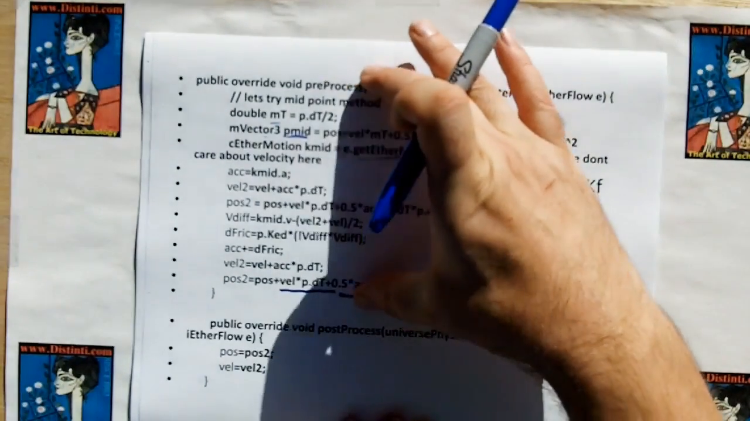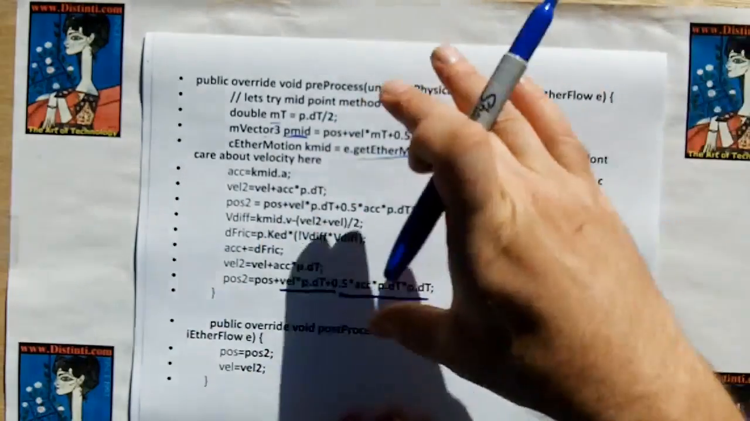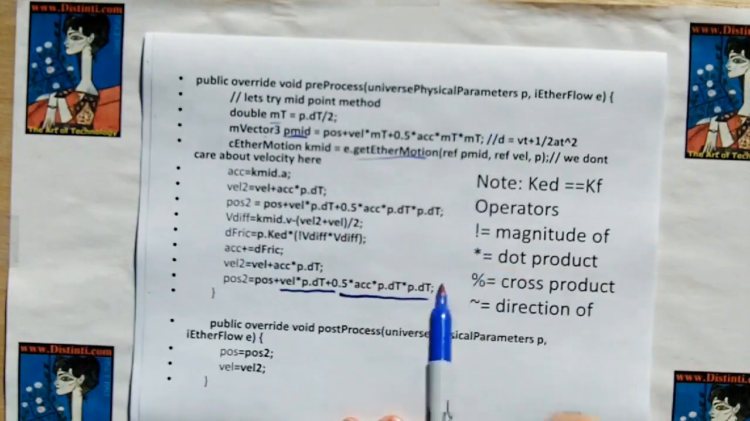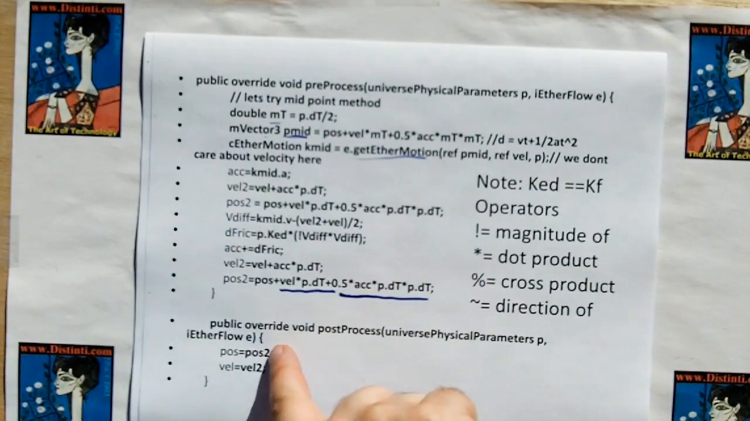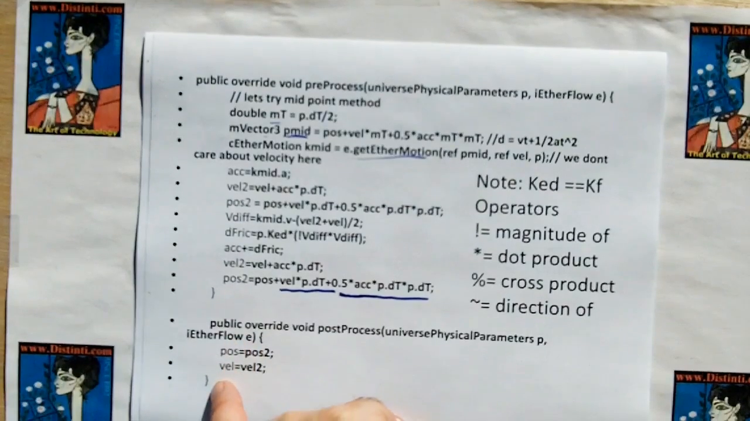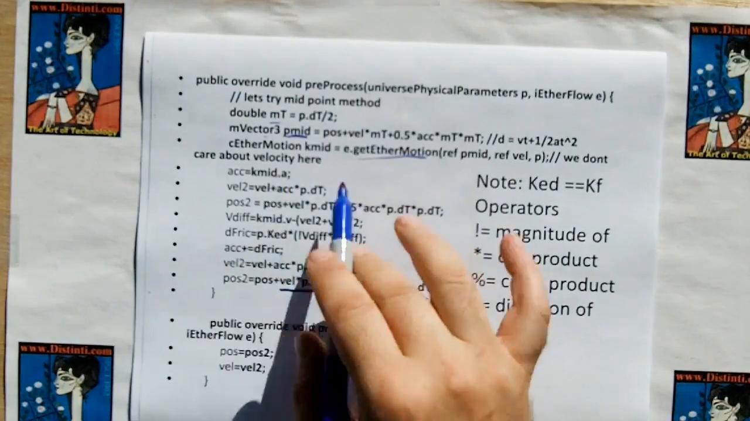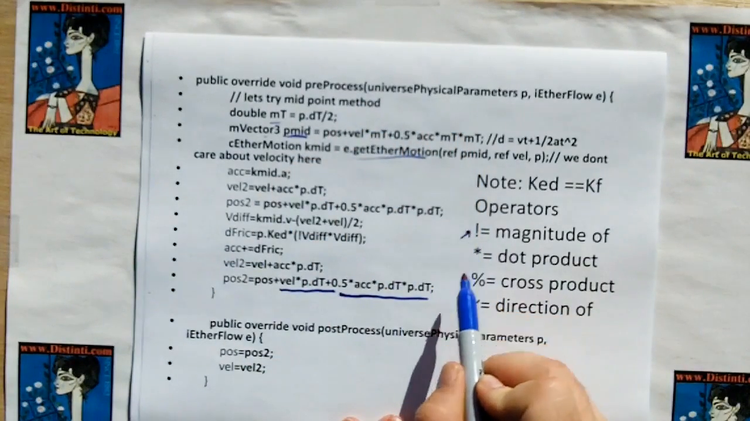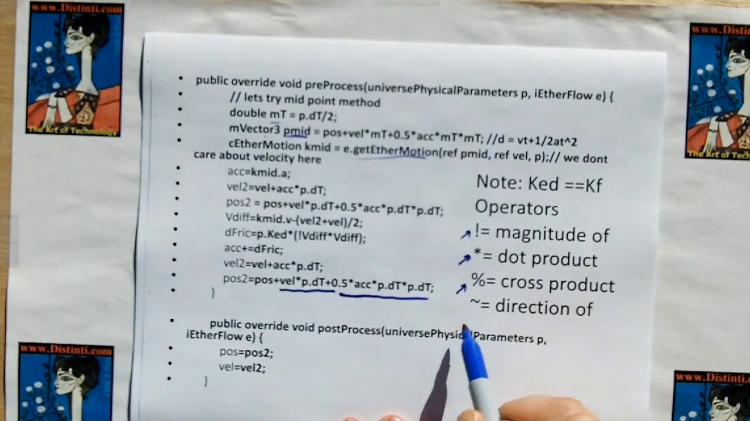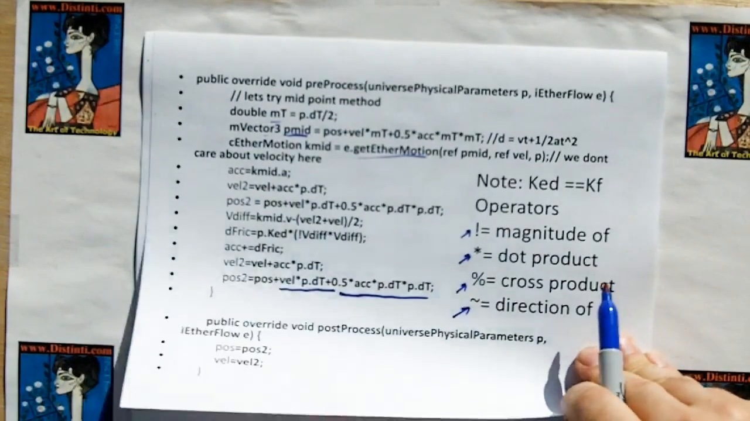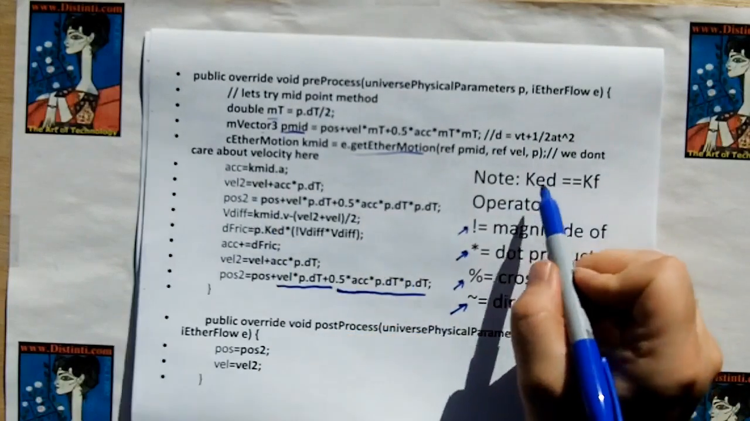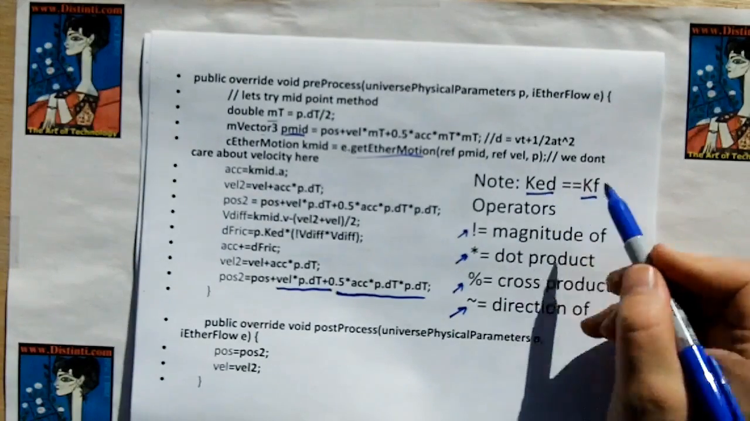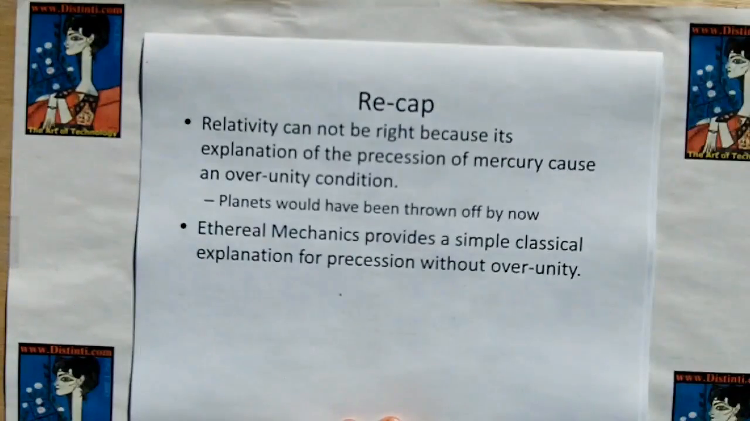Okay, and what I do is there's a pre-process. In other words, we go through all the objects in pre-process, and once everybody's got what their new position and velocity will be, then in the next process we just go through all the other objects in the universe and pop the new positions, which now become the previous positions. And I have the vector class that I made. The bang sign is the magnitude, star is the dot product, percent is a cross product, and the tilde sign is the direction of. And in this particular thing, KED is KF. This is K electrical drag, or ether drag. That's really what I should have called it in the slides.